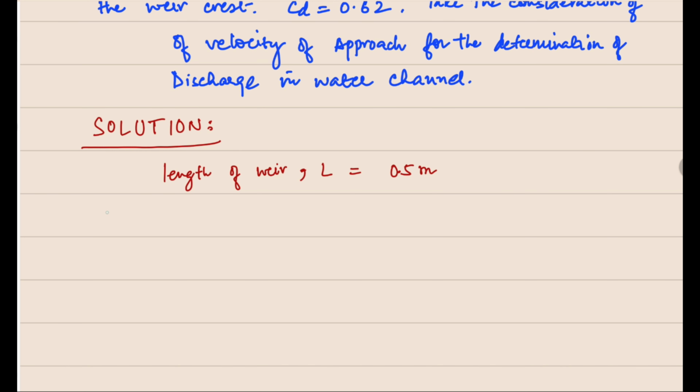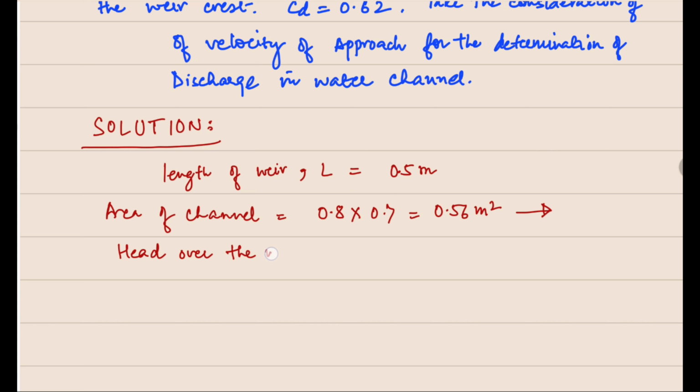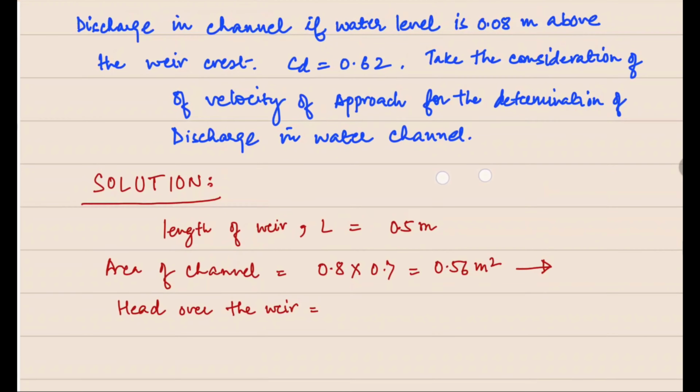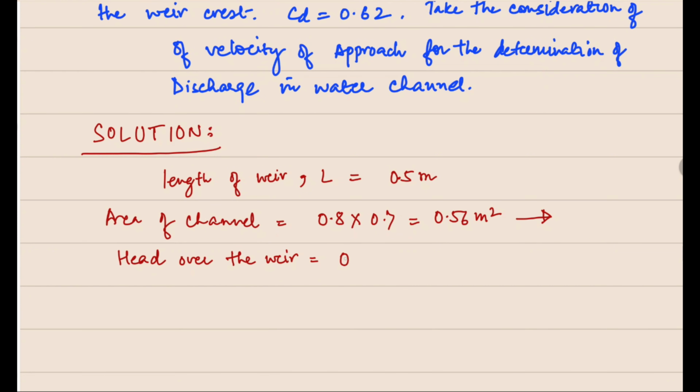Now the area of channel is also required. So the area of flow, or area of channel, is your width into depth. The width is given to us, that is 0.8 into 0.7, that is 0.56 meter square. So that is the area of the channel through which the water is flowing. Now head over the weir is also given to us. So head over the weir is 0.08 meter. Now CD value is also given to us, 0.62.